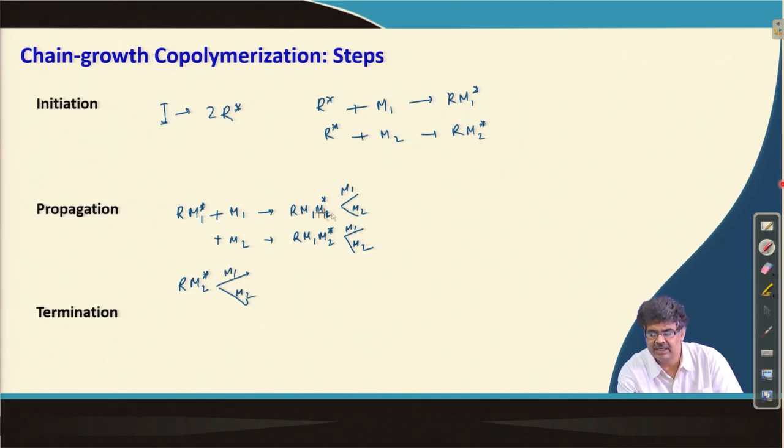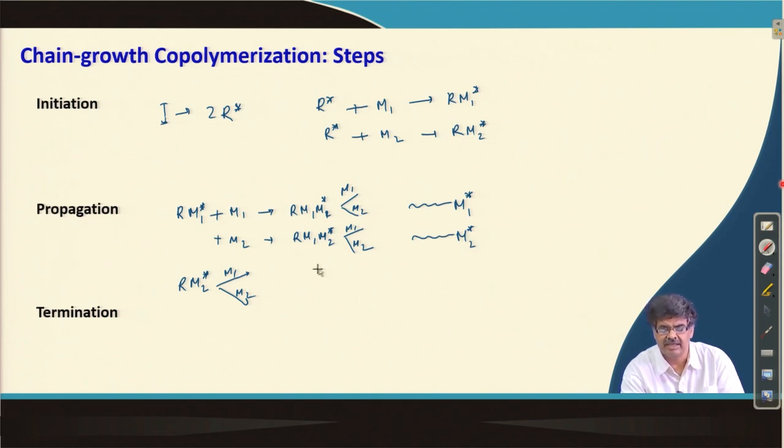Generally, if the end has M1 star, then this is what actually decides the reactivity. So we represent the chain like this, and if the end has M2 star, then we will represent the chain as M2 star. So this is the usual propagating step. The only difference from normal chain homopolymerization is that each active center has chances to react with two monomers instead of a single monomer as in the case of homopolymers. As a result, there are chances of producing different microstructures within the copolymers that are produced, which we'll discuss.